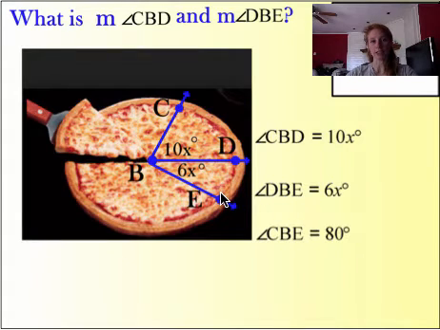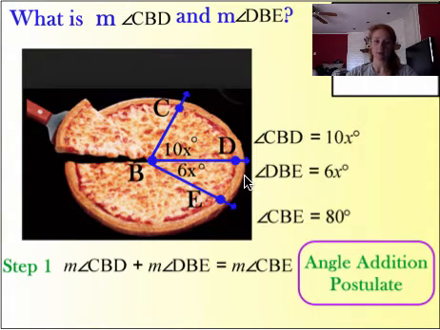So let's use the angle addition postulate to solve a problem. So we still have angle CBD, DBE, and the larger angle, angle CBE. But instead of actual values for these two angles, I'm going to give you an expression representing the measure of each of these angles. So what we want to do is find the measure of angle CBD and the measure of angle DBE, the two smaller angles. Okay, we can use the angle addition postulate to solve this problem.